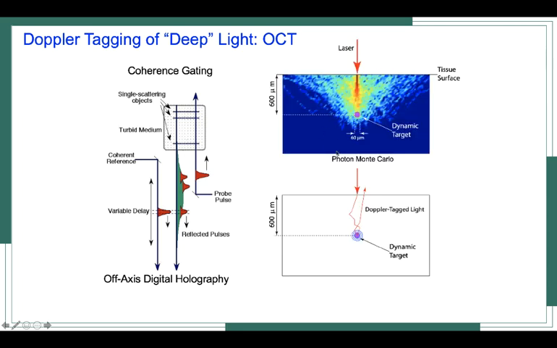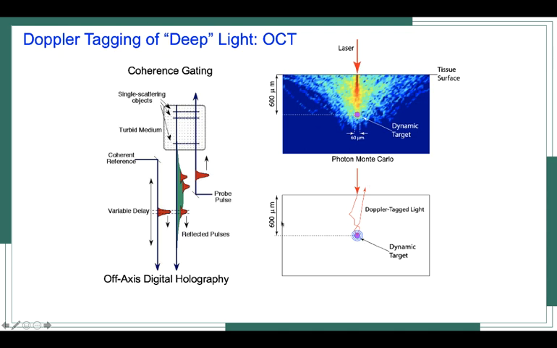This is an example of a photon Monte Carlo, and so if I have just a line of photons coming in, they do scatter and they produce this rough cone that you see here, although you see that most of the density is actually going in, and so there's a lot of forward scattering. And then let's say it hits a dynamic target, and then it backscatters. Well, it's going to pick up a Doppler frequency, and then it carries that Doppler frequency with it as it forward scatters back out through the tissue. And so this is Doppler tagging of deep light.